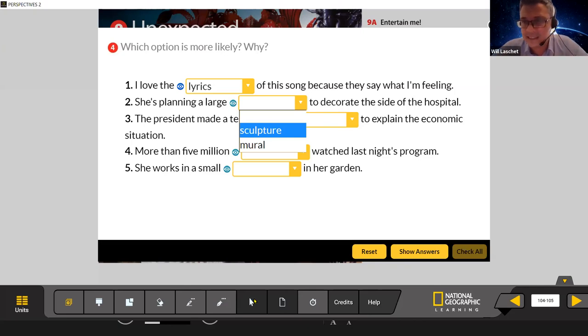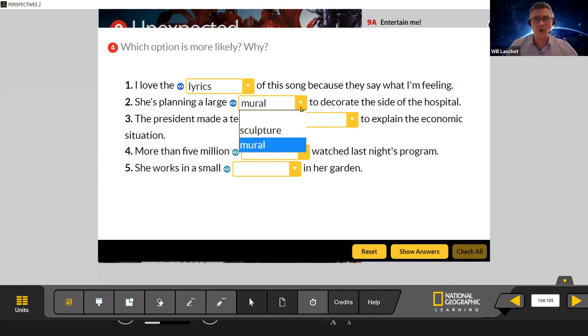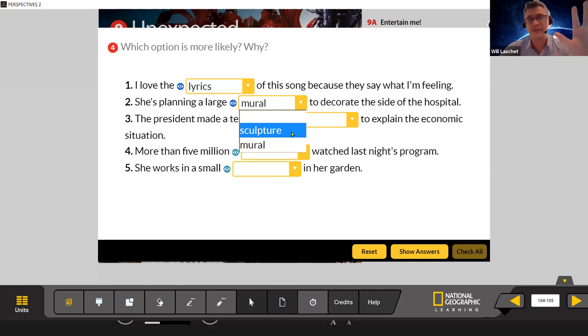So Francis says it is mural. Leah, Jens, he's going for mural. And I agree, it is mural. Why? Arlene says mural. So why are we going to pick mural here and not sculpture? Can anyone help me? Right, so it is art on the wall. That is right. So yeah, it says here side of the hospital. So Jens says a sculpture is three-dimensional. Right, a sculpture is three-dimensional.